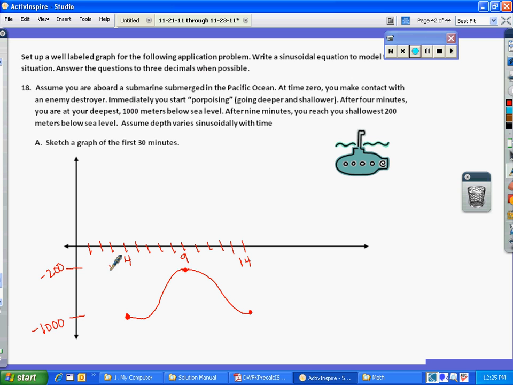Okay. Now, you will want to try and label these points. 4, negative 1,000. This is 9, negative 200. And you're also going to want to find that middle line here. So how are you going to find the middle of this function? You are going to average negative 200 and 1,000. So in between is going to be negative 600. Okay. And now this pattern is just going to keep repeating until you get out to 30 minutes.